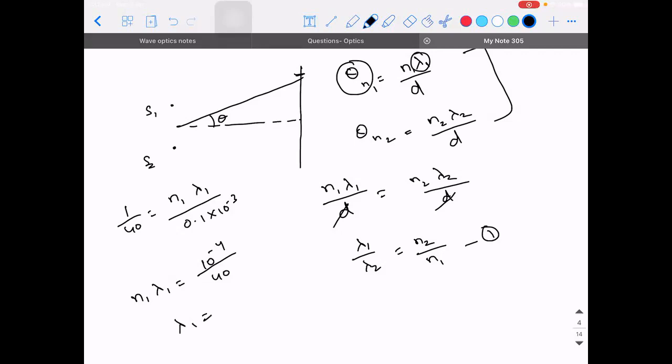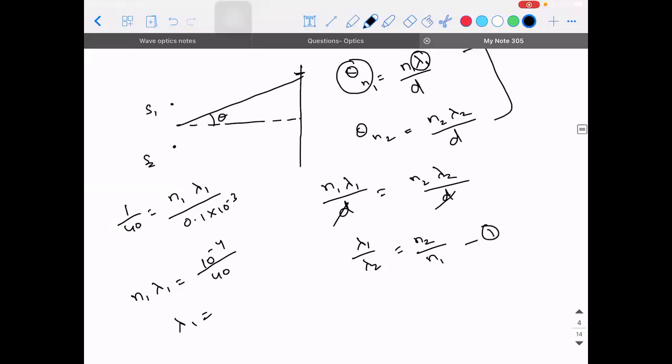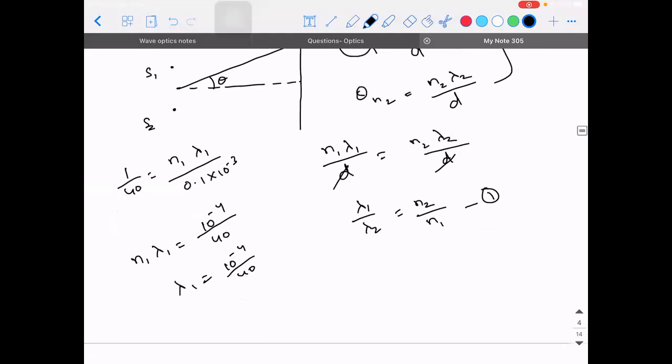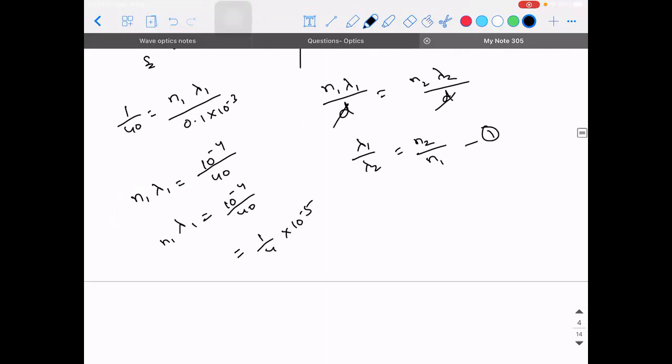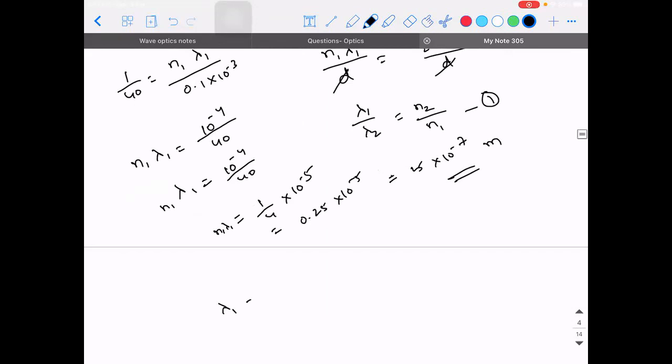So we'll do one thing. 1 by 4 into 10 power minus 5. This is n1 lambda 1. So n1 lambda 1 is 0.25 into 10 power minus 5. So can I write this as 25 into 10 power minus 7 meter? So lambda 1 is equal to 25 into 10 power minus 7 divided by n1, in terms of meter.